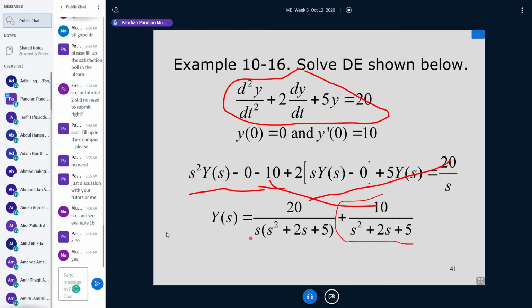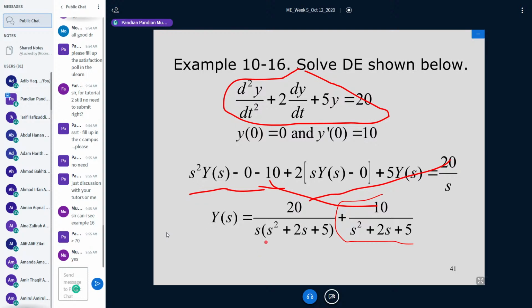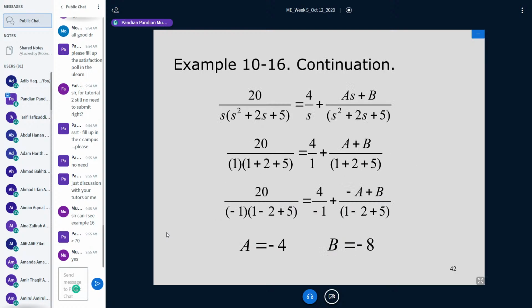Here you have to be careful how to factorize this. So this one is s plus 1 squared plus 4. This is the trick. But that will be later. But this one, 20 over s squared plus 2s plus 5. You do one by one, yeah, this part first. Okay, how to tackle this and then move to this. This is a strategy.